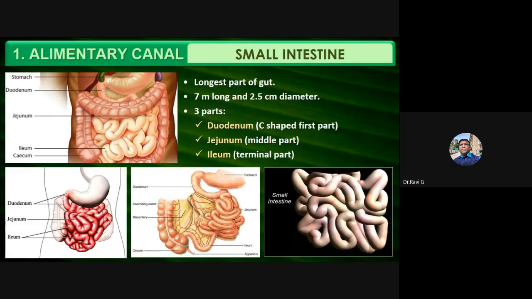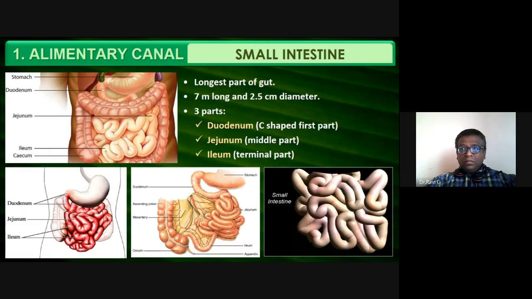The longest part of the digestive tract is the small intestine. It is 7 meters long and has a diameter of 2.5 centimeters. The small intestine has three parts: duodenum, jejunum, and ileum.